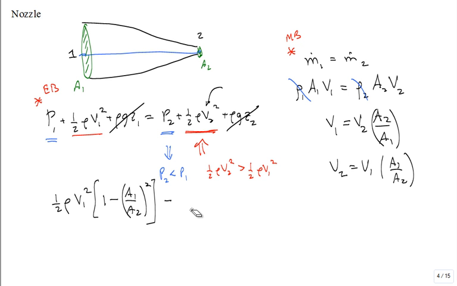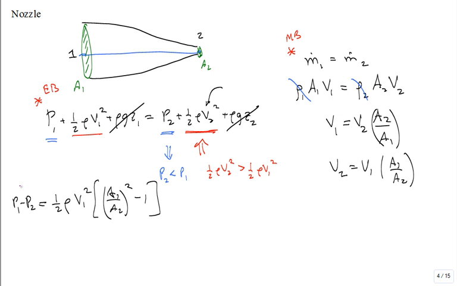And let me do this. I'm going to switch it around. P1 minus P2. Then this gets to be A1 over A2 squared minus 1. There's my preferred form. Okay? That's my preferred form. Why?